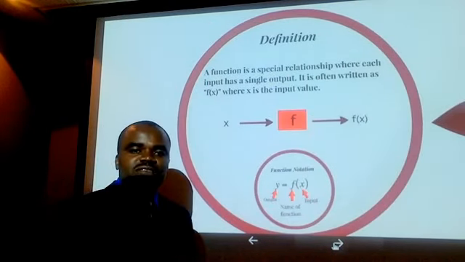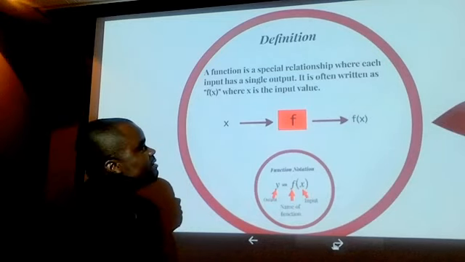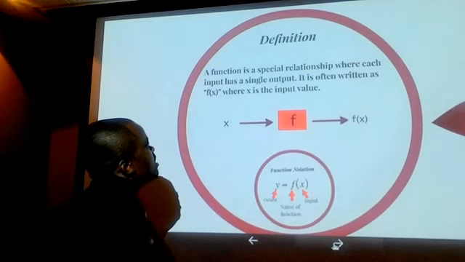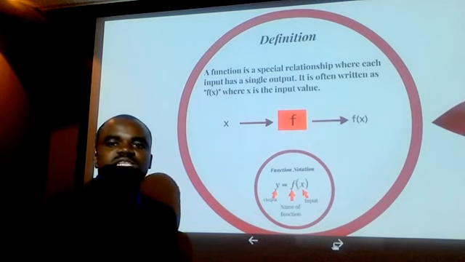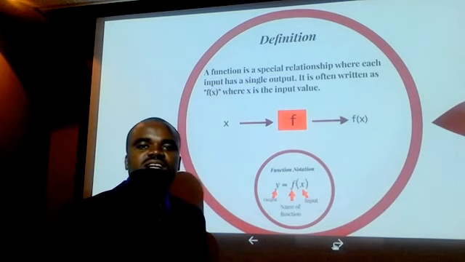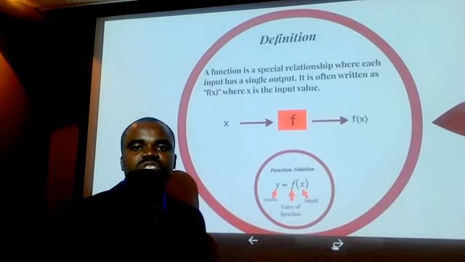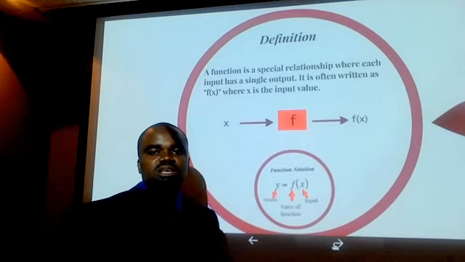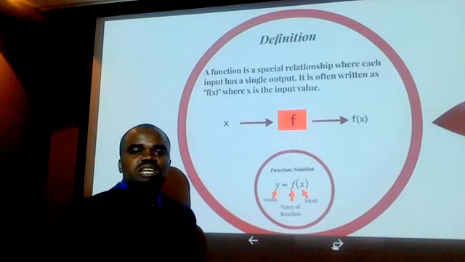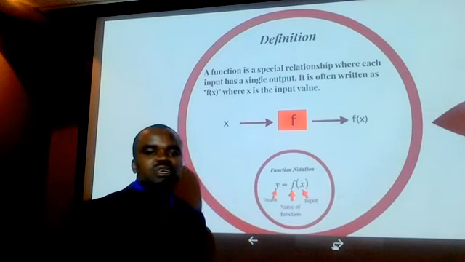But what is really a function? A function is a special relationship where each input has a single output. The key words there are input and output. So there has to be an input, then a single output from every input. We can further break it down by use of a diagram.